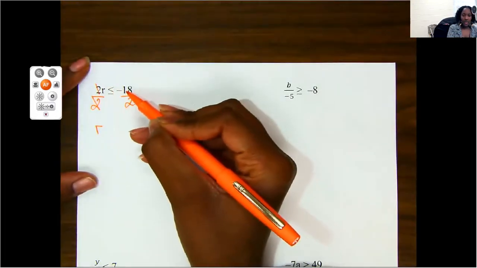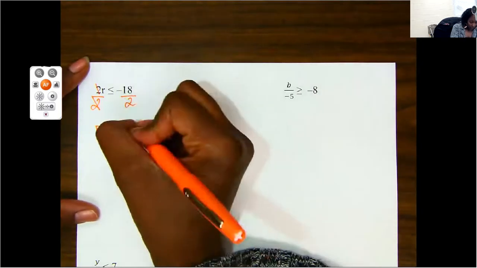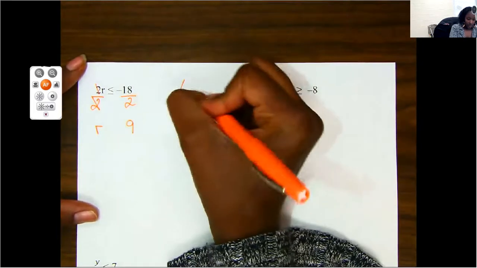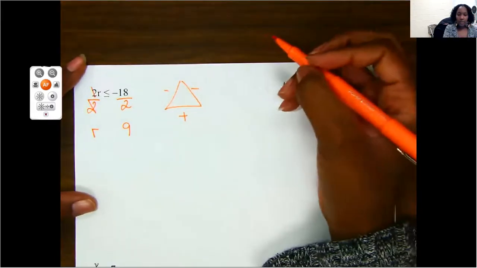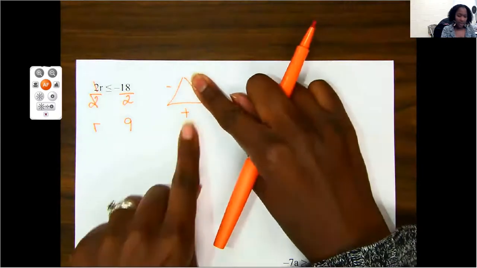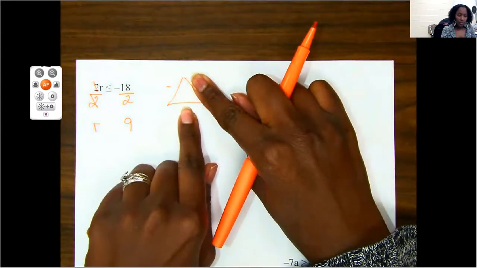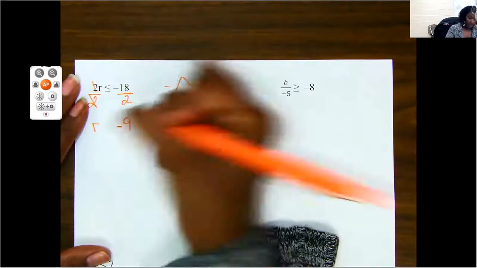And then over here, negative 18 divided by 2. I know that 18 divided by 2 is 9, but is it supposed to be negative or positive? Remember our helpful friend sleepy triangle? If I have a negative and a positive, then my answer will be negative, because that's the symbol that's still left out. So I'm going to put my negative sign here.